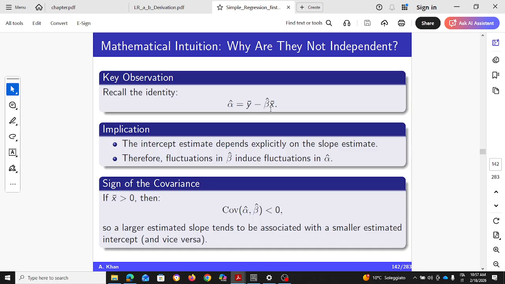So now why are they not independent? We have this equation before, we know the intercept can be found this way. First we find the beta, we insert it here and we find the value of the intercept. Now this intercept explicitly depends upon the slope. So if we have the slope, then we can find the intercept. A fluctuation in the slope determines our intercept. If we have a higher slope, the intercept could be here. If we have it here, the intercept could be here.